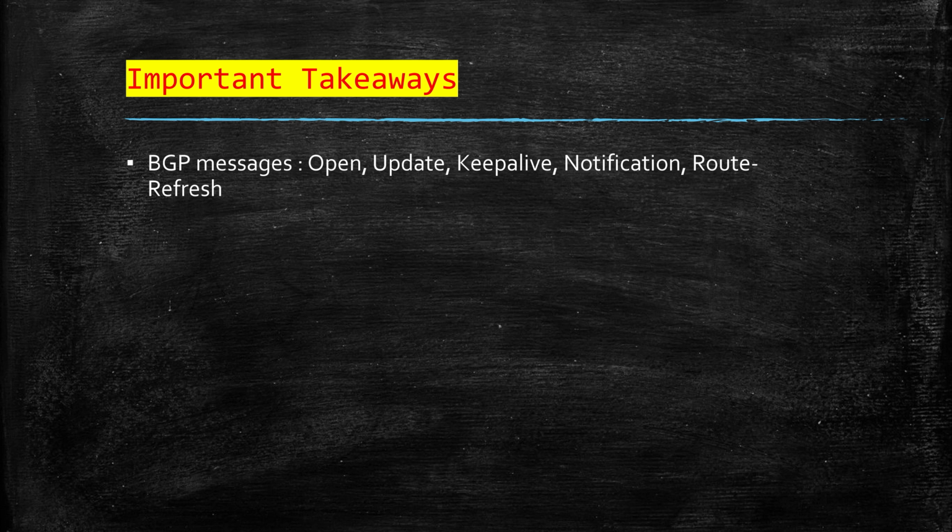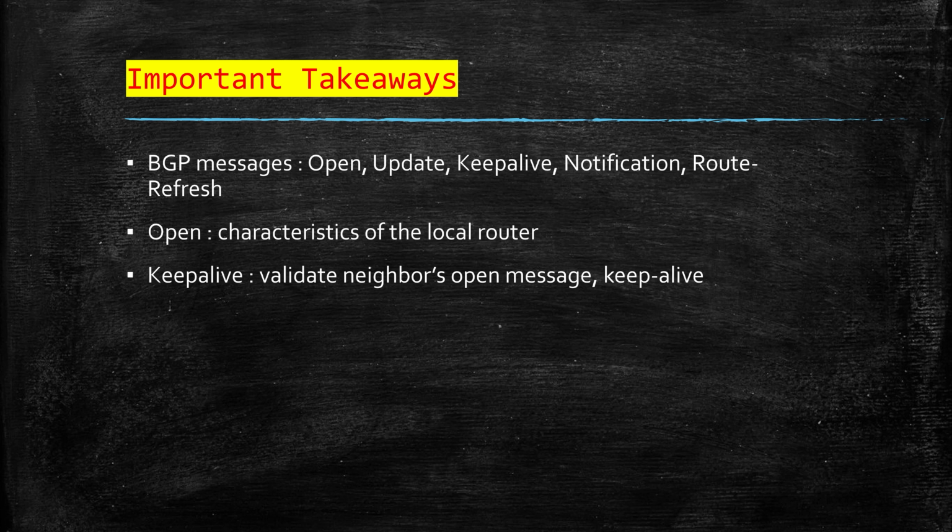That was a long one, so what do you need to remember from this one? The BGP messages are open, update, keep alive, notification, and route refresh. We have first the open message. It advertises characteristics of the local router. The keep alive is first used to validate the open message received from the neighbor, and then it is used as a keep alive mechanism.